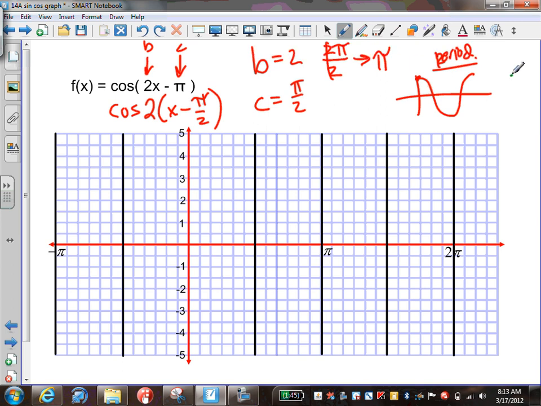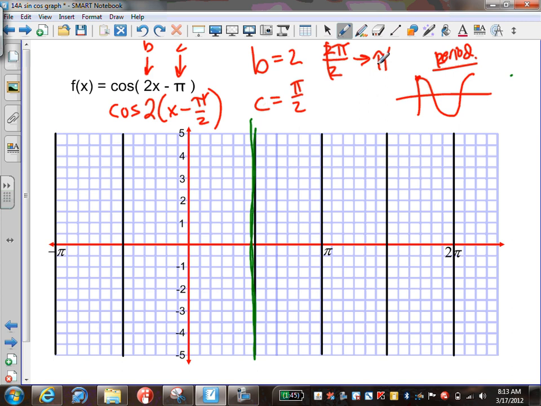Okay, so I'm going to put some guidelines in here again. Now first I've got to find a starting point. Our starting point starts with the phase shift. Since we're minusing pi over 2, that means we're moving to the right. Okay, you do the opposite because it's inside parentheses. So instead of starting at 0, I'm going to start at pi over 2. So there's my start line.